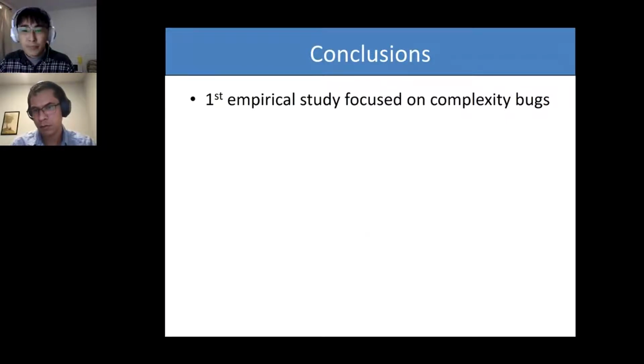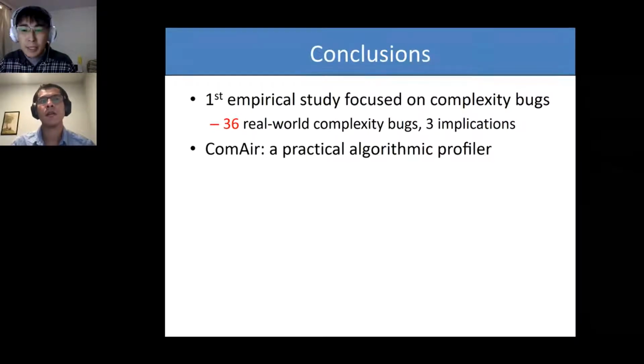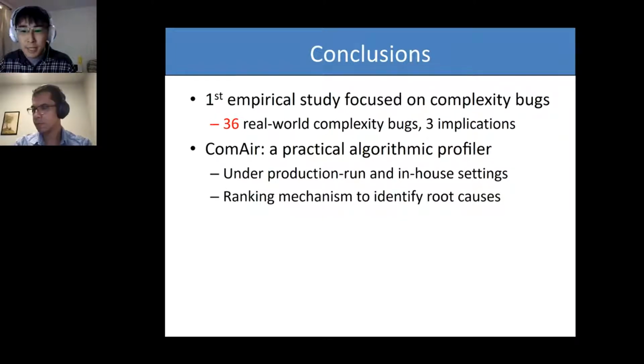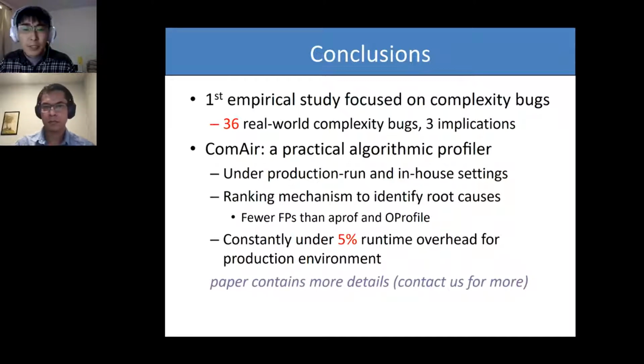Here are the conclusions. We conduct the first empirical study focused on complexity bugs, where we studied 36 real-world complexity bugs and obtained 3 implications for algorithmic profiling. Then we implement COMAIR, a practical algorithmic profiler which can work under both production run and in-house settings. It provides a novel ranking mechanism to identify root causes with fewer false positives than APROF and OProfile. More importantly, the runtime overhead under production run setting is constantly under 5%, making it practical for production run environment. For more details, please refer to our paper.